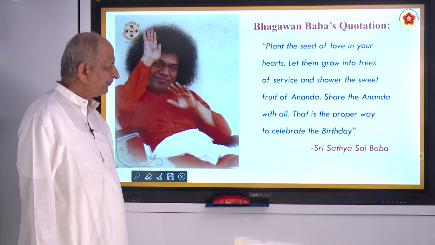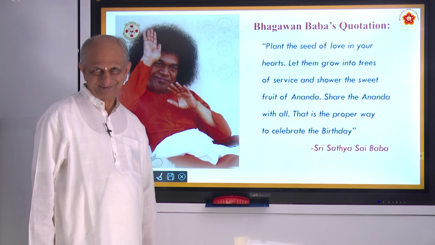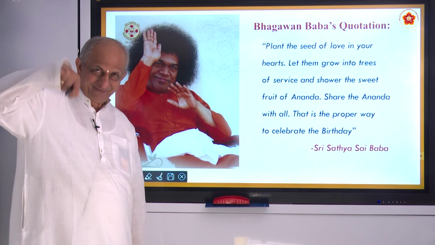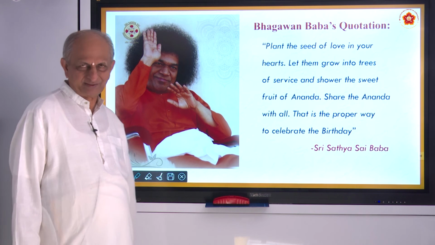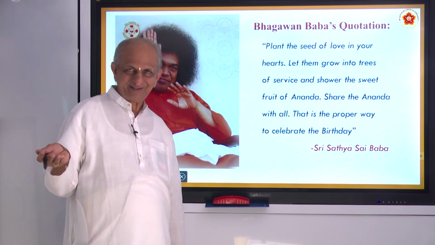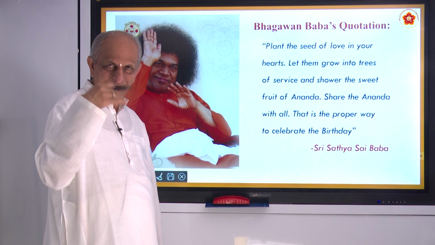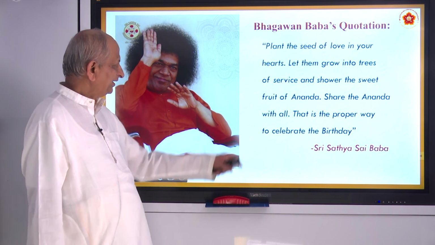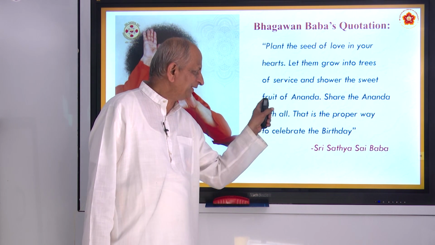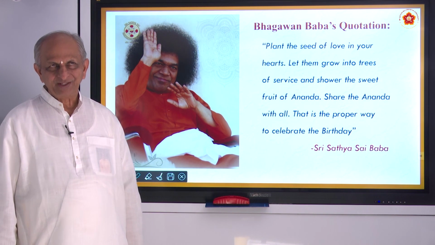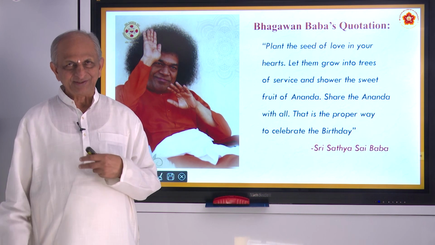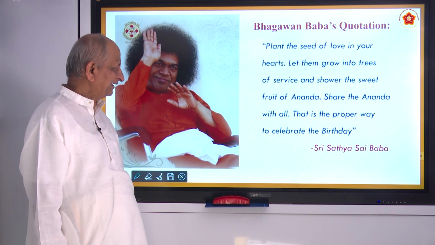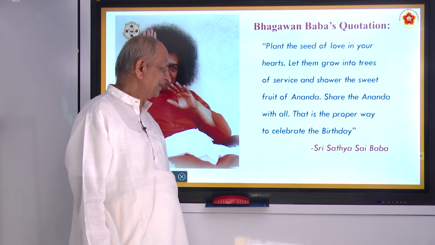Now let us see what Baba says. Plant the seed of love in your hearts. I think all of you know that the heart is there in you. You have to plant the seed of love. Love for what? Love for parents, love for brothers, sisters, love for friends, animals, birds and all. Let them grow into trees of service and shower the sweet fruit of ananda. If you have that loving heart, the seed will become a big tree. And you get ananda. Share the ananda with all.